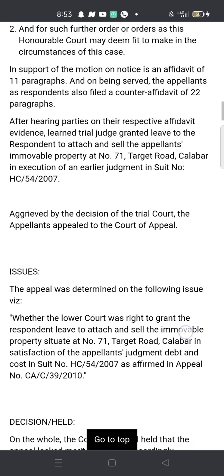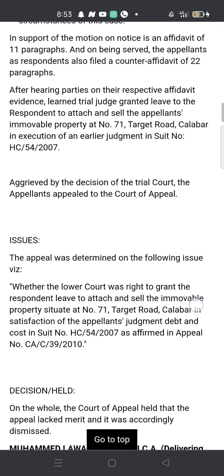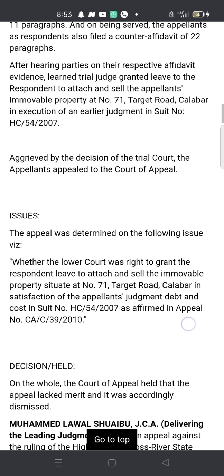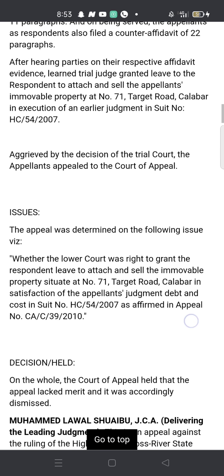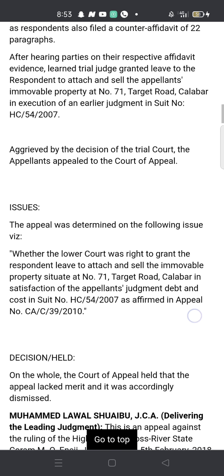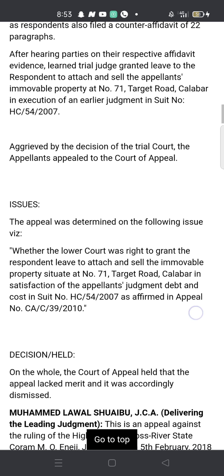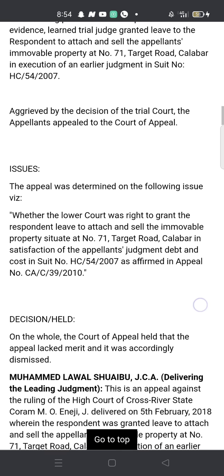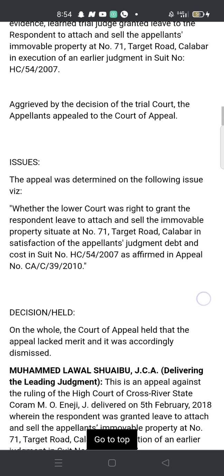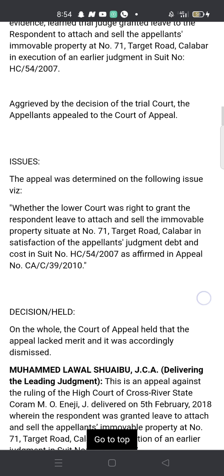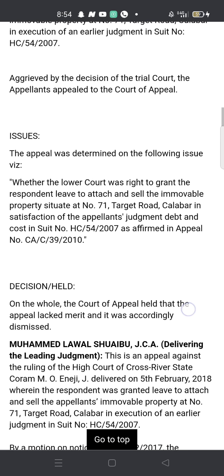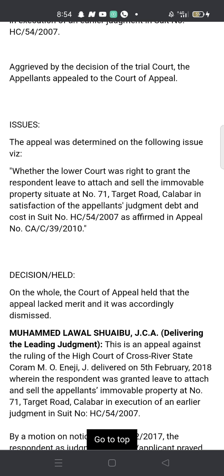Now, issues. This appeal was determined on the following issue: whether the lower court was right to grant the respondent leave to attach and sell the immovable property situated at number 71 Target Road, Calabar, in satisfaction of the applicant's judgment debt and cost in suit number HC 54/2007 as affirmed in Court of Appeal number CAC 39/2010. Now, decision. On the whole, the Court of Appeal held that the appeal lacked merit and it was accordingly dismissed.